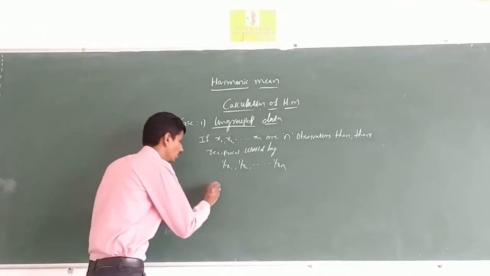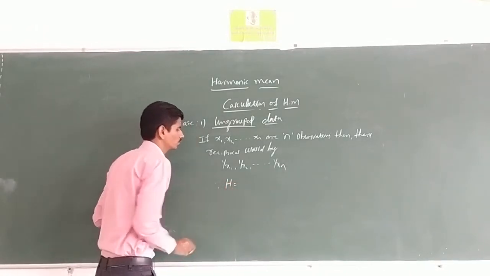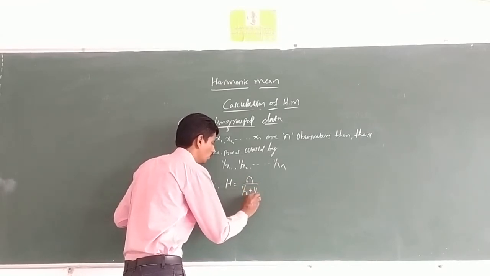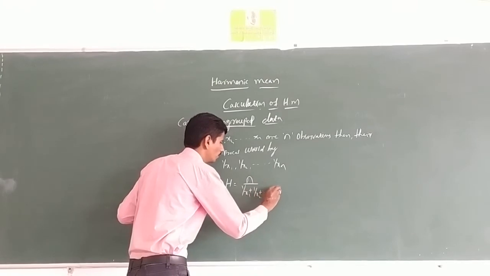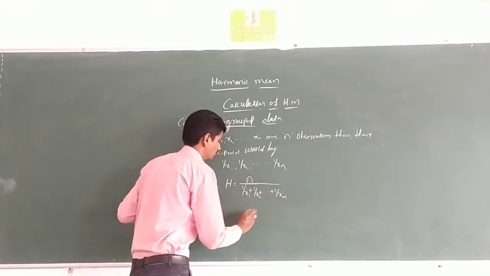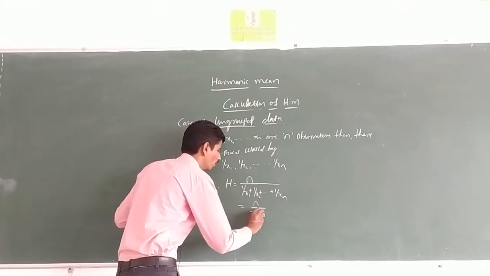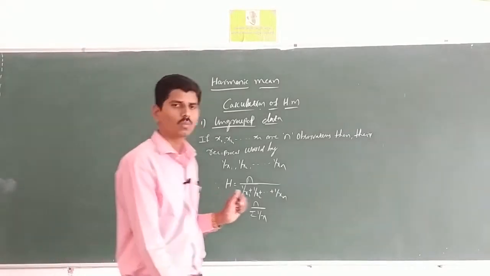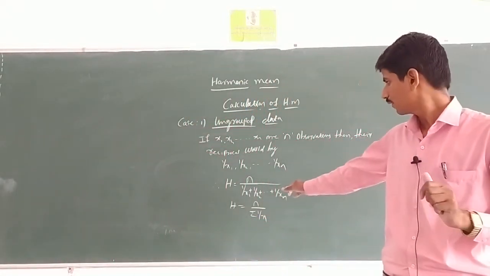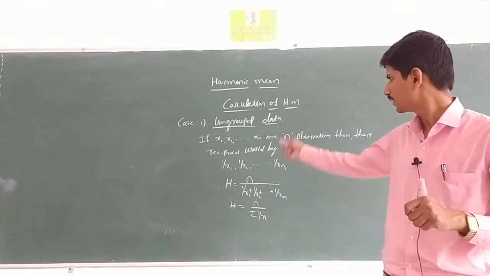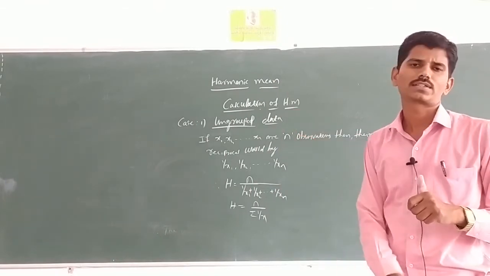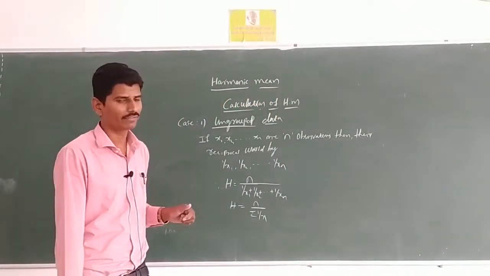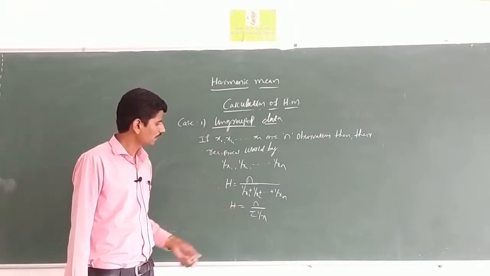Therefore H equals n divided by 1 by x1 plus 1 by x2 plus up to 1 by xn, that is, n by sum of 1 by x. The harmonic mean is n divided by sum of 1 by x if the data are ungrouped. If the class intervals with frequencies are not given, you have to apply H equals n by sum of 1 by x.